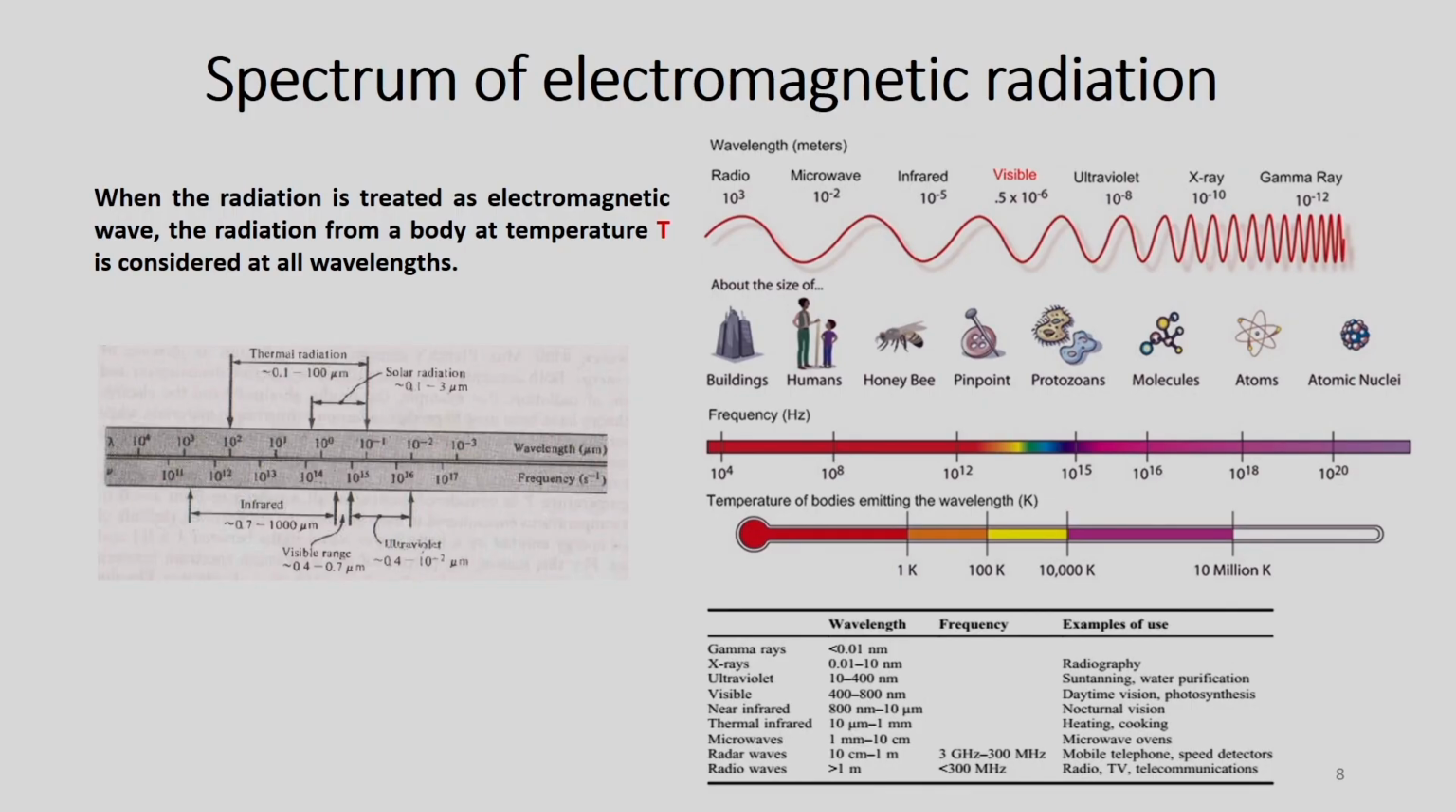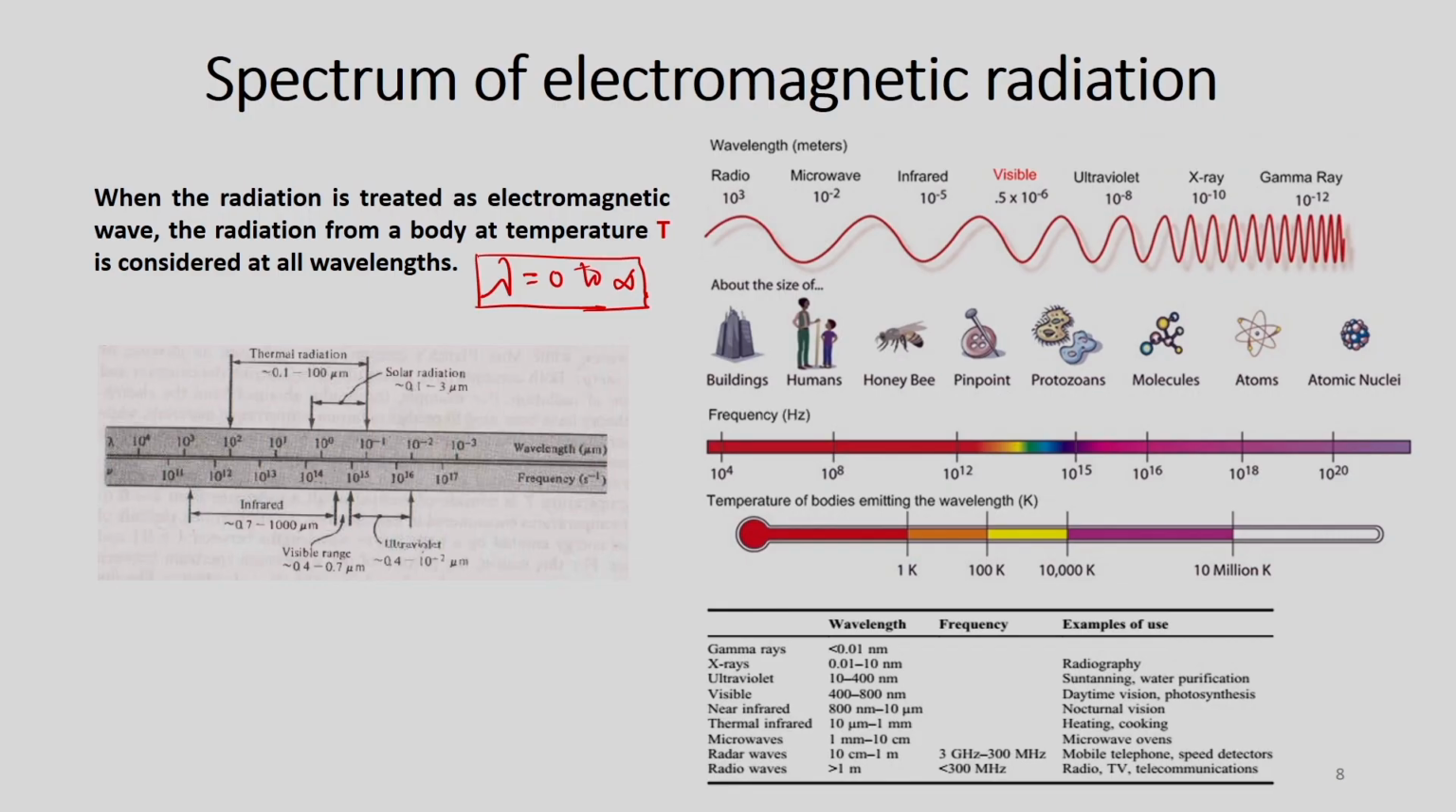Let us learn something about the spectrum of electromagnetic radiation. So, when the radiation is treated as electromagnetic wave, the radiation from a body at temperature T is considered at all wavelengths. So, that means lambda will vary from 0 to infinity. So, we learn black body, and then how this radiation spectrum is important we will learn in the later slides.